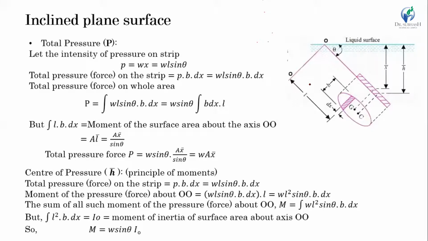Here we have to make some changes, because when we take the moment of any surface area, we have to consider the perpendicular distance of this surface. For the perpendicular distance, we have to consider another axis, axis OO, which is exactly perpendicular to this surface, and it again has inclination theta with the free surface of liquid. So for the calculation purpose, we will consider the moment about OO, and then we will transfer with the help of the relation of sine theta with the vertical surface.